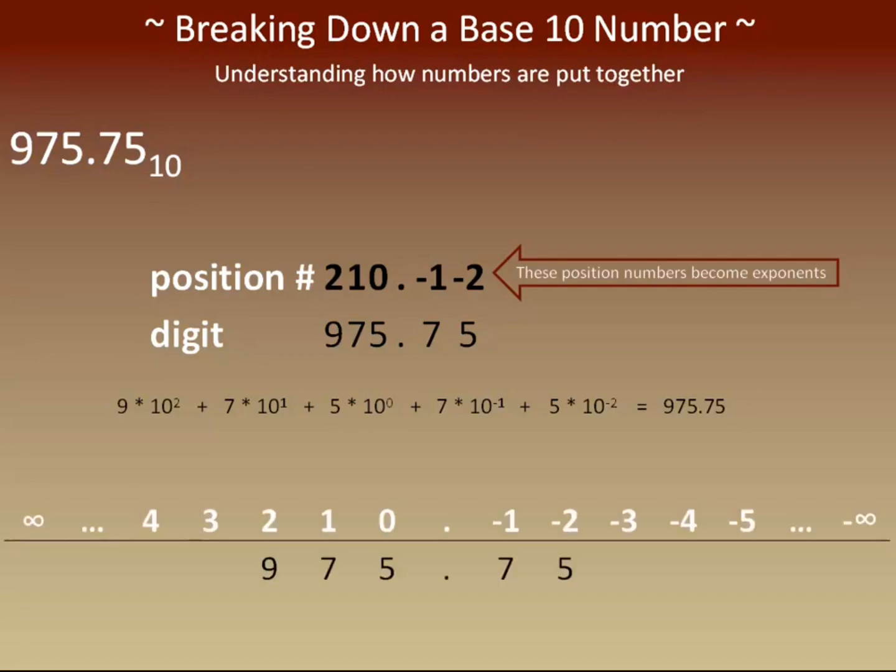So when we think about it visually, the position of the numbers are represented as you see in this number line. We start with infinity all the way to the left, and then as we decrement by 1, because we're going from left to right, we end up with 4, 3, 2, 1, 0, and then our decimal, and then we continue decrementing: negative 1, negative 2, negative 3, all the way down to negative infinity. So just below those position numbers, you can see where we've positioned our 975.75. I hope that helps you understand how those position numbers work.